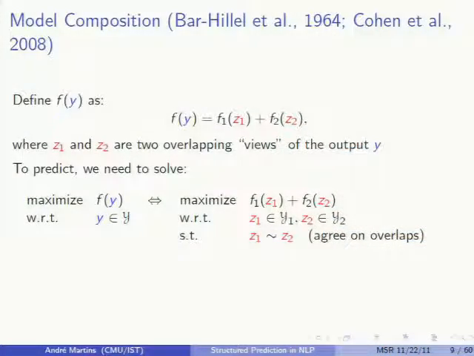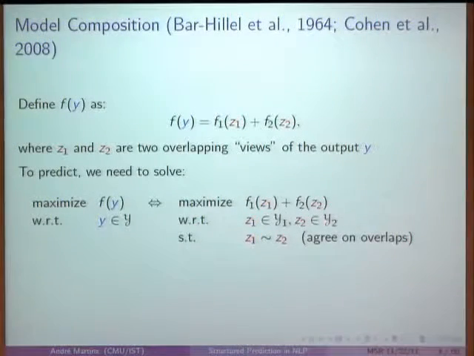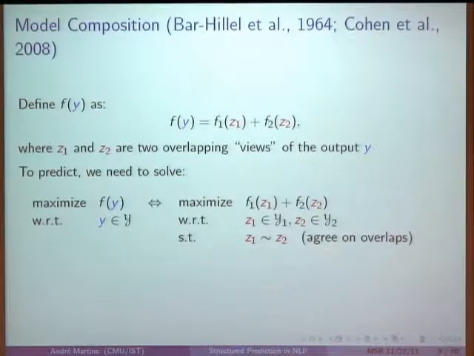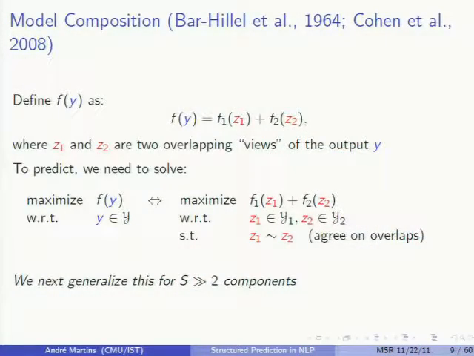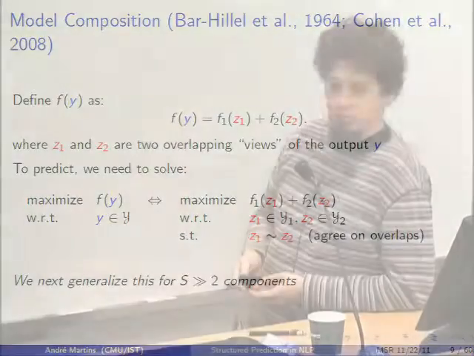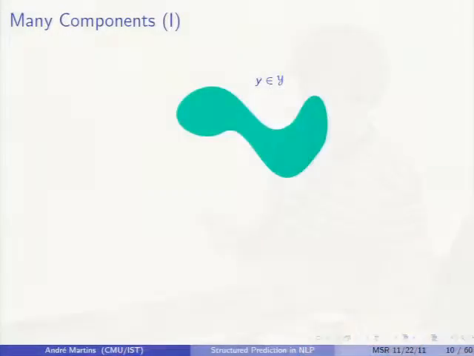In this case, the prediction problem becomes that of maximizing the sum of the two scores with respect to Z1 and Z2, which belong to their own spaces. And we have the constraint that they have to agree on their overlaps. This notation is just an informal way of saying that these two views need to agree with each other. This is for two components, but you can imagine that you have more than two. And so it is a very simplified view of the problem.